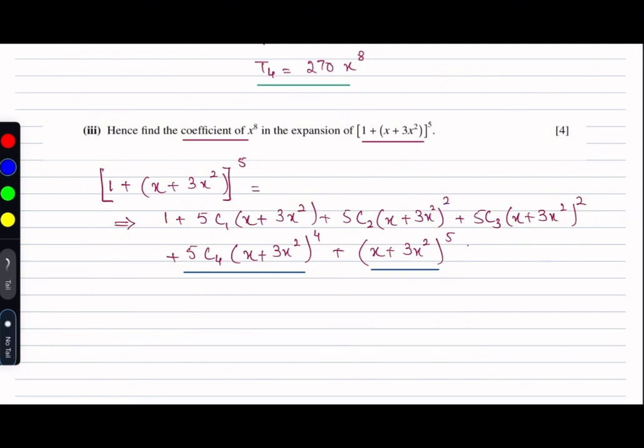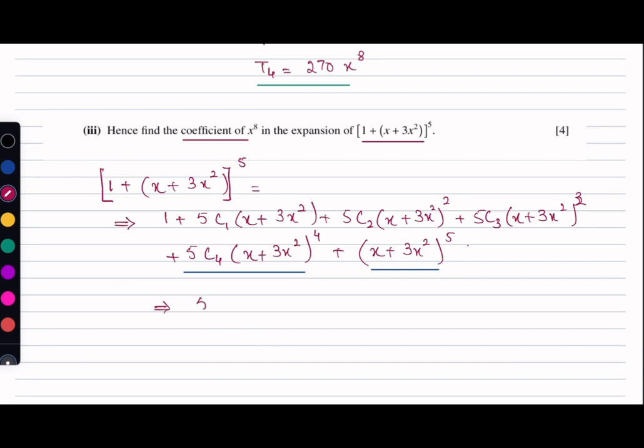And here again, if I go for the cube, with x cubed I can see that the highest power here is going to be x to the power 6, 2 times 3, that will give me x to the power 6. So the first 4 terms were not giving us the coefficient of x to the power 8. So the last 2 terms shall be solved, and we have already solved (x plus 3x squared) to the power 4 giving us the coefficient of x to the power 8, and also (x plus 3x squared) to the power 5 giving us the coefficient of x to the power 8 here. So let's start solving.